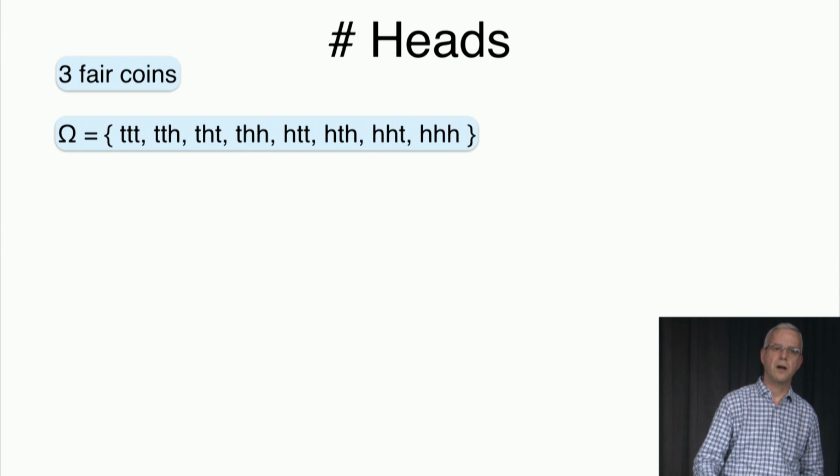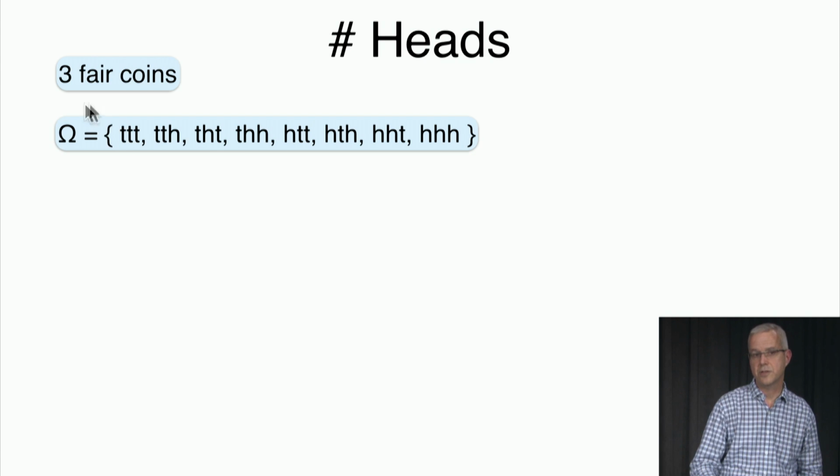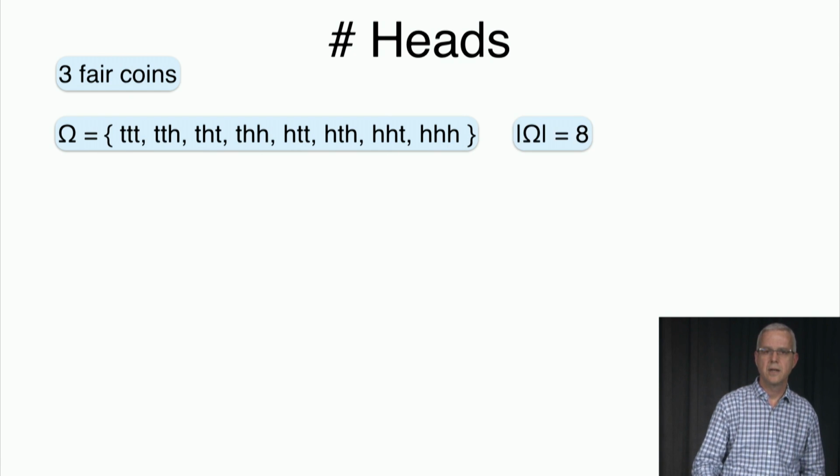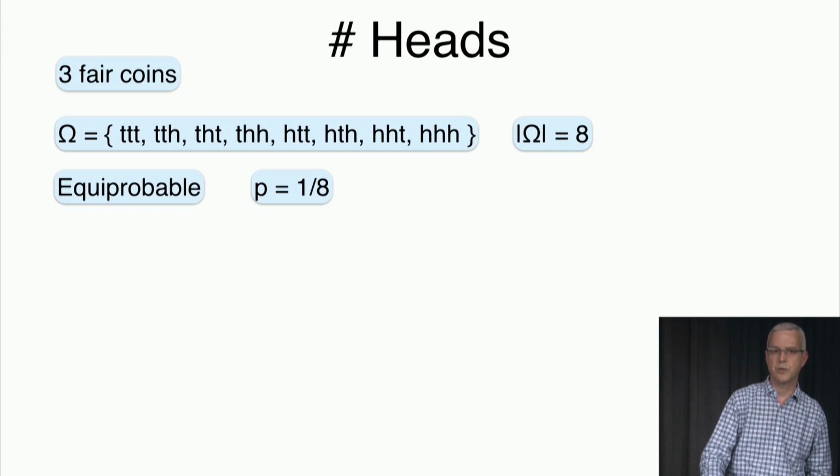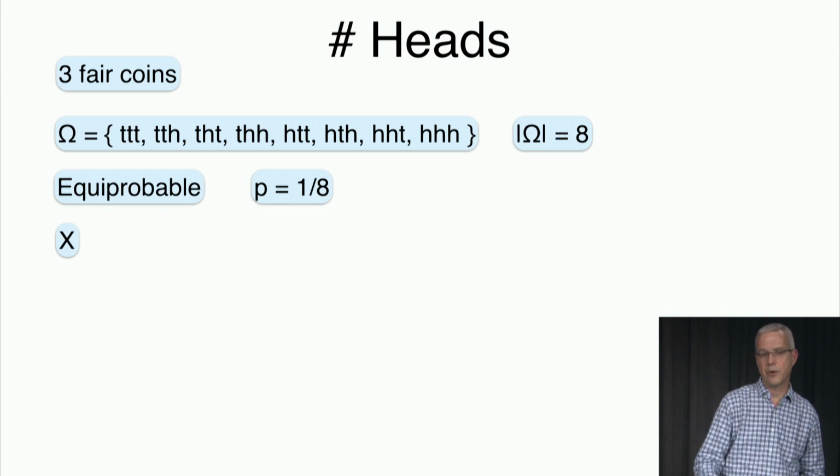So suppose you toss 3 fair coins. The sample space, the collection of possible outcomes when you toss 3 coins, are tails, tails, tails, tails, tails, heads, and so on, up to heads, heads, heads. The sample space omega has size 8. There are 8 possible outcomes or triples, and all of them are equiprobable. Each one of those 8 outcomes has the same probability, 1/8.